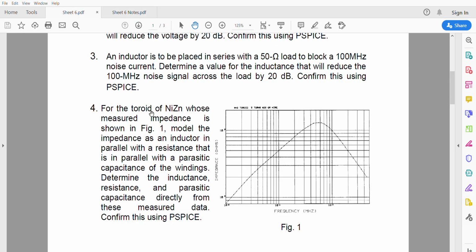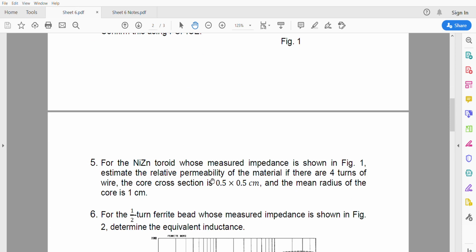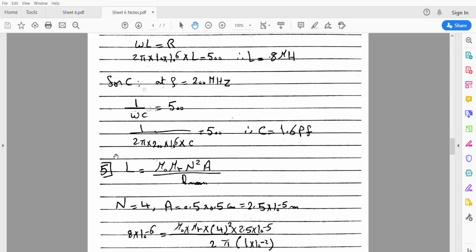So let's go to the next question, which is question 5. It's a simple question. Just remember or memorize the rule, and it will be a direct substitution. So let's go for this toroid material whose measured impedance is shown in figure 1. Estimate the relative permeability, which is mu r, of the material if there are 4 turns, the cross section area is equal to 0.5 multiplied by 0.5 centimeter, and the mean radius of the core is 1 centimeter. All you need to know is this formula.